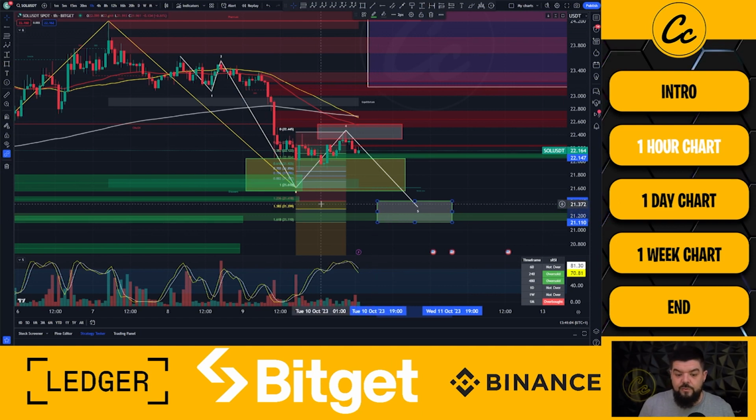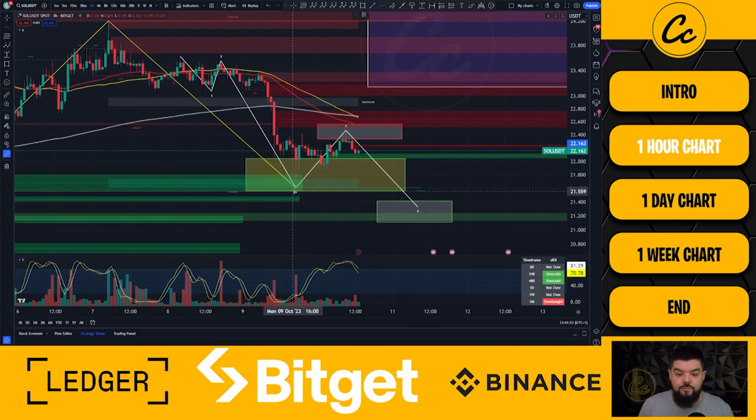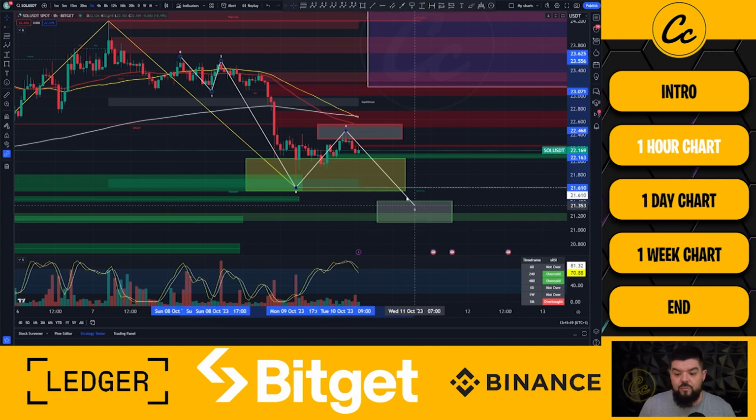So this fifth wave, we would be targeting a move to $21.41 to as low as $21.11. However, the minimum expectation for this move would be at $21.61. A double bottom is a minimum expectation, and we would obviously see this fifth wave truncate.